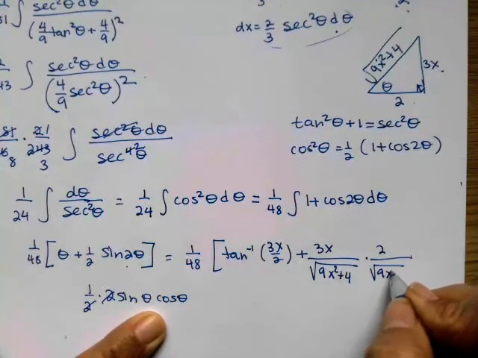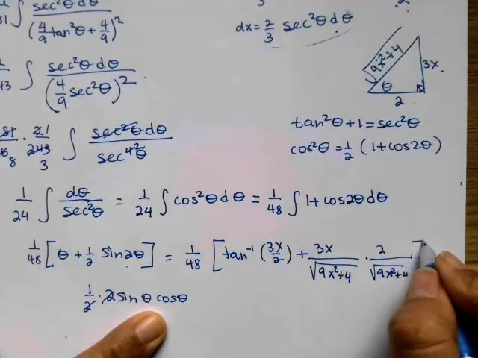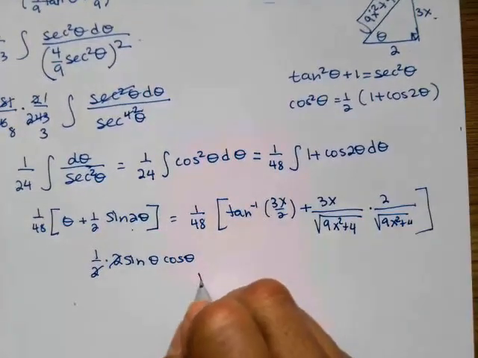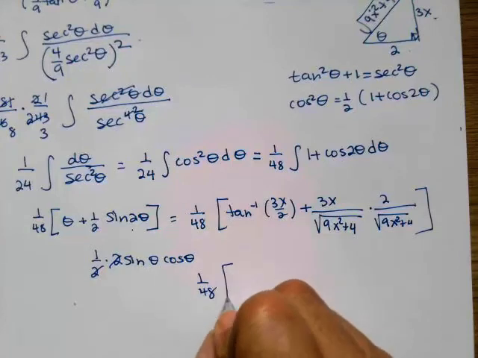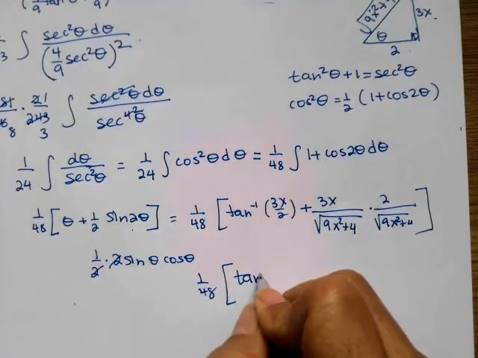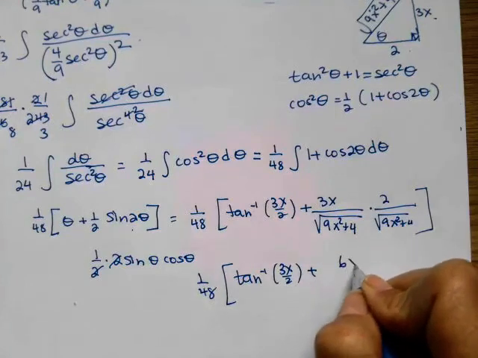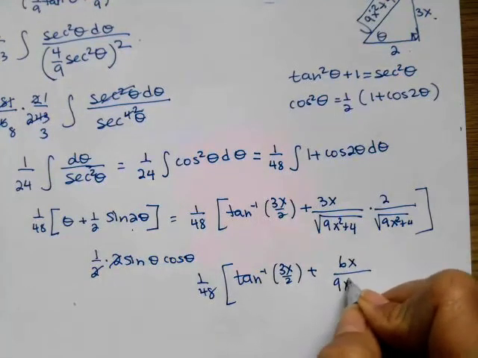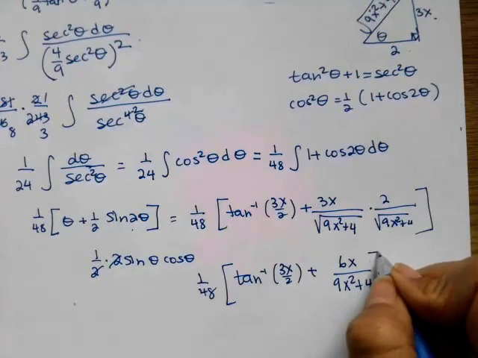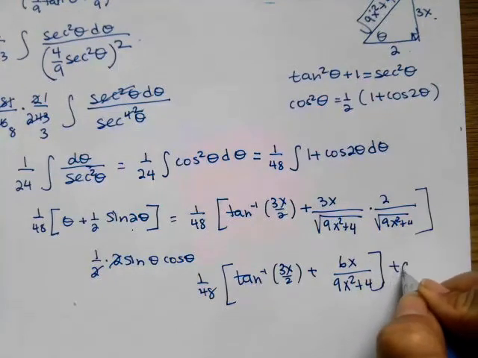Oh, it's the same. Okay, that means I guess I have to do one more tidying step. I can't leave that one alone. Okay, final answer: 1/48 times inverse tangent 3x over 2 plus 6x over 9x squared plus 4, plus c.